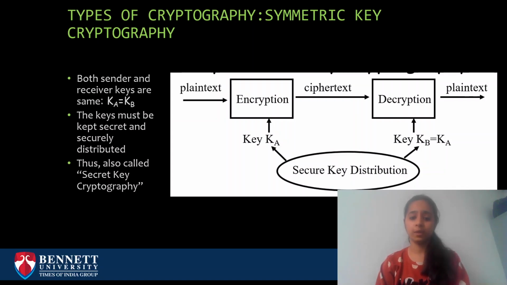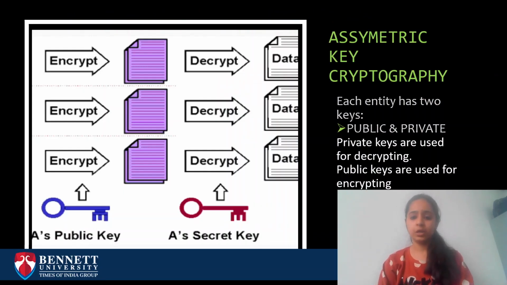At the sender side, the sender encrypts the message using his copy of the key. The ciphertext is then sent to the receiver over the communication channel, and at the receiver side, the receiver decrypts the ciphertext using the copy of the key, and after the decryption, the message converts back into the readable format. The second is asymmetric key cryptography.